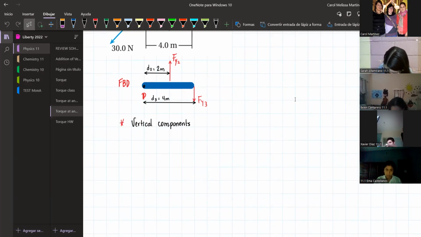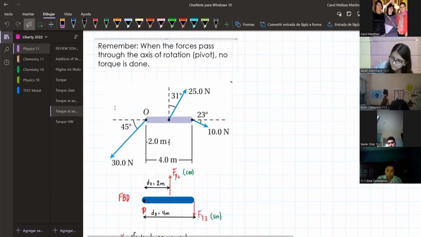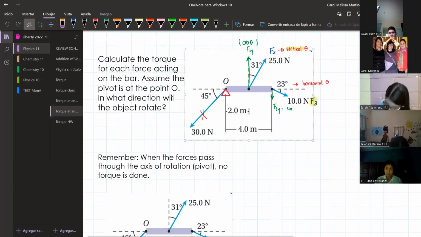Okay. So I told you before, for F2y, we're going to be using cosine. And for F3y, we're going to be using sine. I do it like that because I don't want to forget. But the analysis was done here initially.